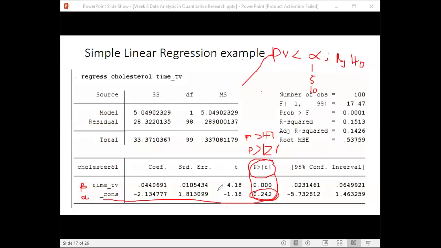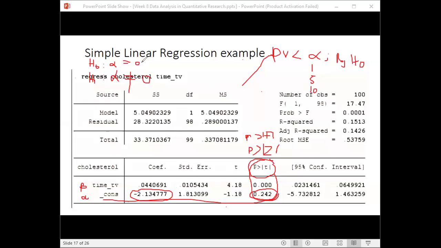Now, the question is, what is the null hypothesis in this scenario? The null hypothesis in any regression analysis, when you are measuring the coefficients, is saying that alpha is equal to 0, and the H1 is saying that alpha is not equal to 0. So if you accept H0, what does it mean? It means that the coefficient, which is this negative 2.134777, is actually not different from 0.